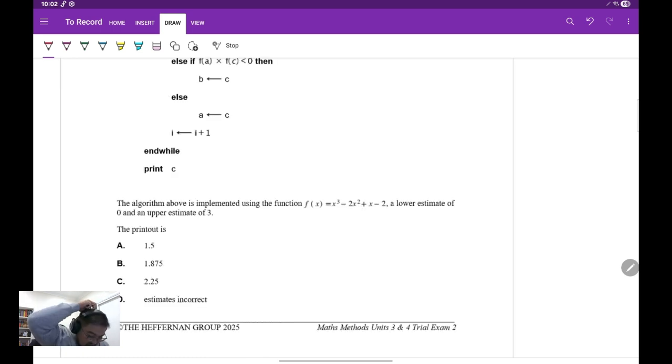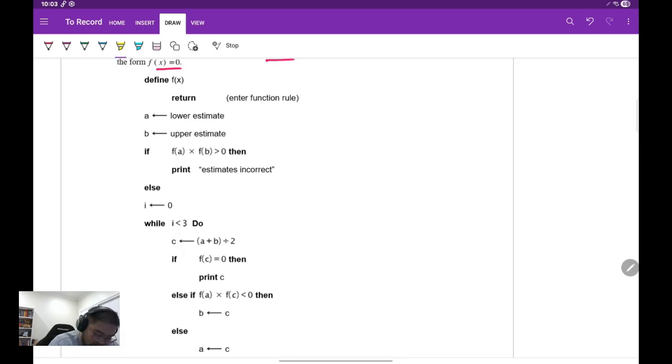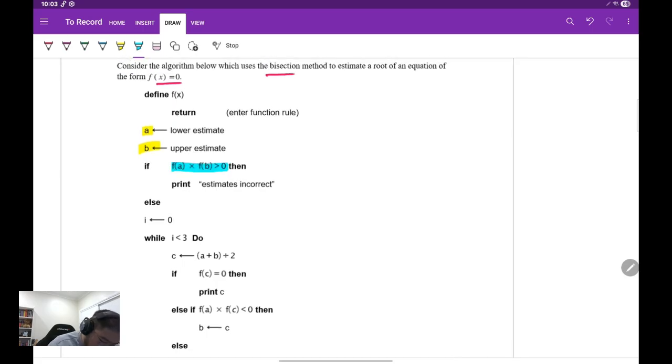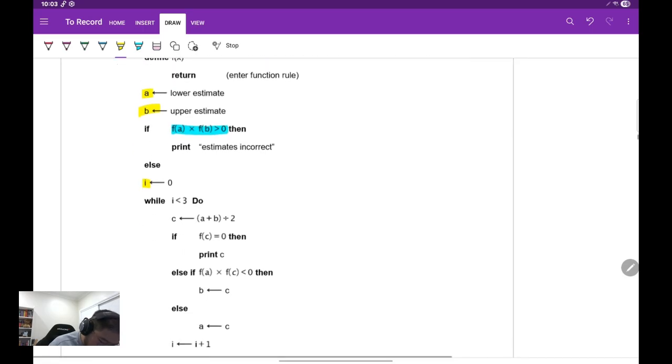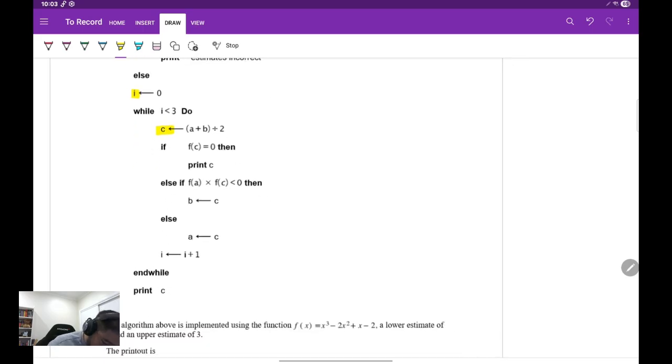So I'm going to spend a bit of time on this one. This pseudocode question talks about something called the bisection method to estimate the root of an equation. If I read through it, let's look at all our variables. We've got a variable A, B, there's some sort of instruction here, and we've got a variable I, C, and it looks like there's some sort of interaction with all these variables, and we've got an equation here that we can deal with.